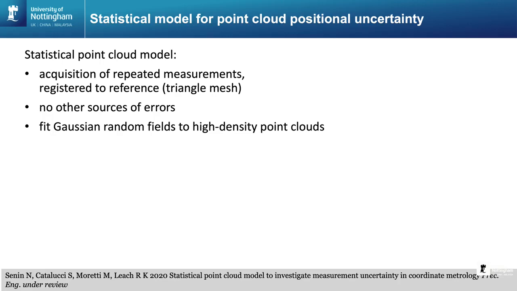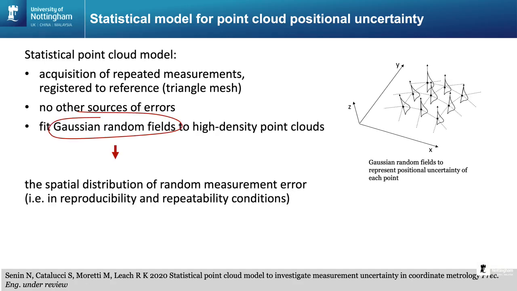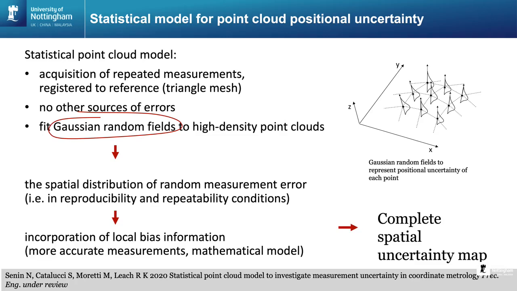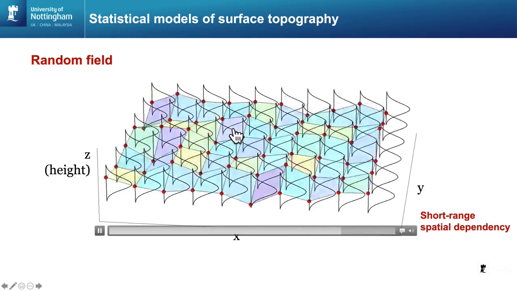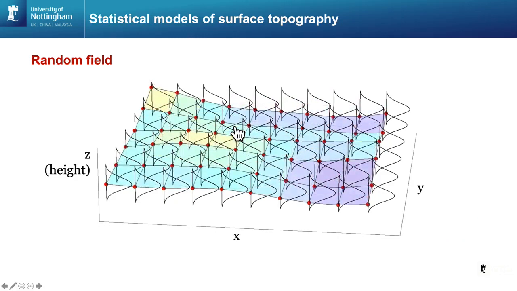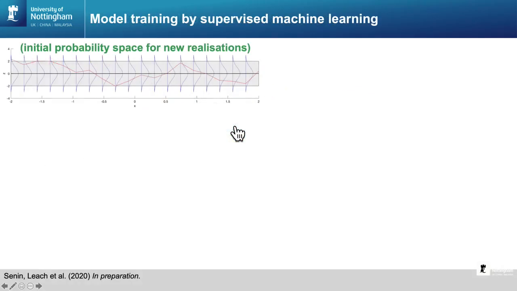Well, we've been working recently on a statistical model for point cloud positional uncertainty. This is where we acquire repeated measurements. We don't take into account the systematic error, but we fit a random Gaussian field to the high density points. In the interest of time, the Gaussian random field method allows us to have an uncertainty map, so a distribution at each point on our surface, and to use that distribution over different spatial frequencies to give us an initial probability space for realization.